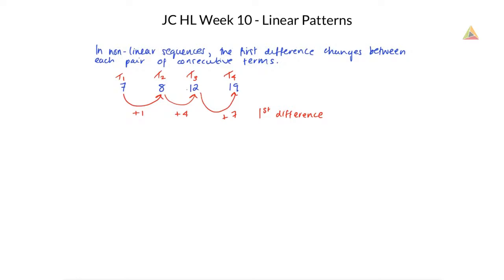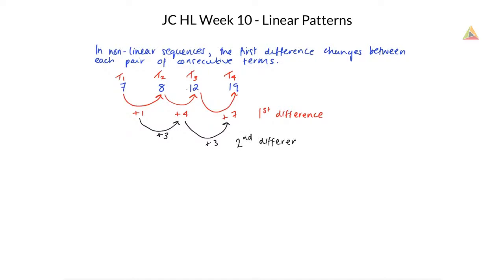So what we're going to do now is look at these differences as a first difference, and we're going to get the difference between each of those. So I'm going to use a different colour again here. So the difference between 1 and 4, how do we get from 1 to 4? We add 3. How do we get from 4 to 7? We add 3. So you'll notice that now the difference is the same, and this is called the second difference.